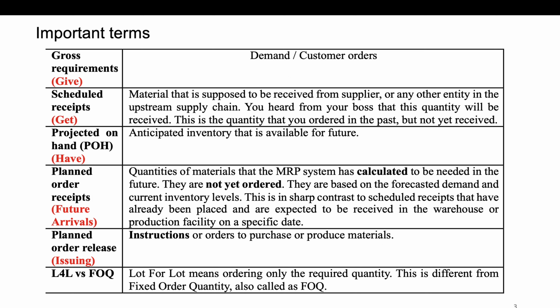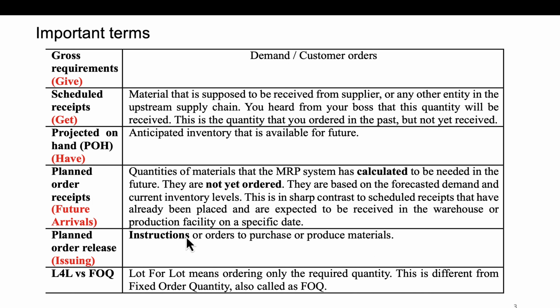Planned order receipts is the quantity of material that the system has calculated. They are not yet ordered but they are required, and that's based on forecast demand and current inventory level. Planned order releases are the instructions or orders to purchase or produce material.